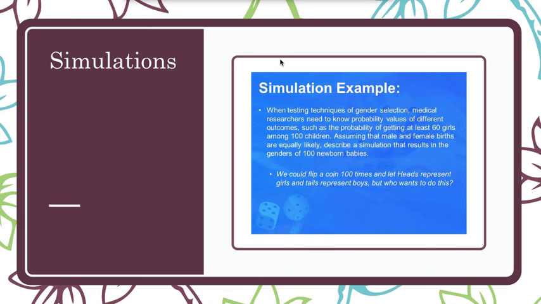We want to do simulations that can help to understand what a probability of something is. That way we don't have to do something 100 times or 10,000 times. A simulation is going to help so that you can do it in a much quicker and concise way.